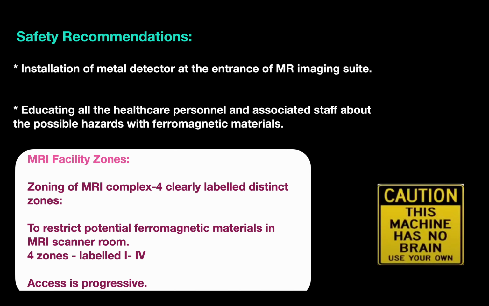So what are the safety recommendations? Installation of a metal detector at the entrance of the MRI imaging area, and educating all the healthcare personnel and associated staff about the possible hazards with ferromagnetic material. For this reason, the MRI complex is divided into 4 clearly labeled distinct zones to restrict potential ferromagnetic materials in the MRI scanner room. So there are 4 zones and access is progressive.